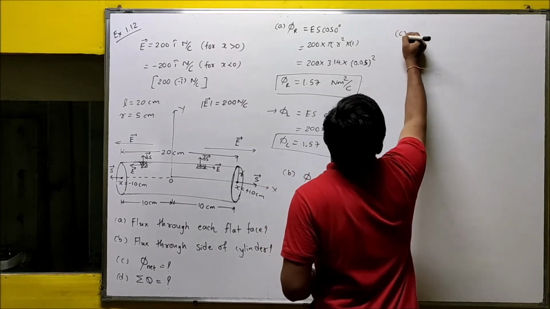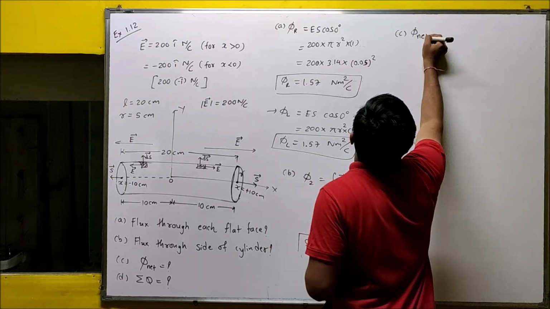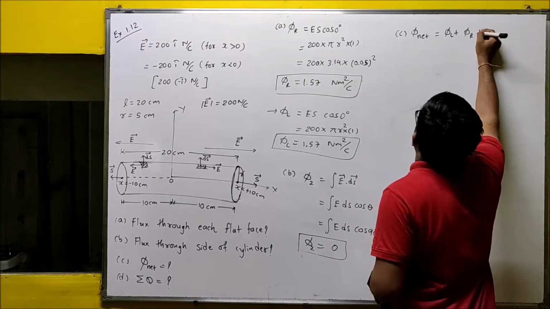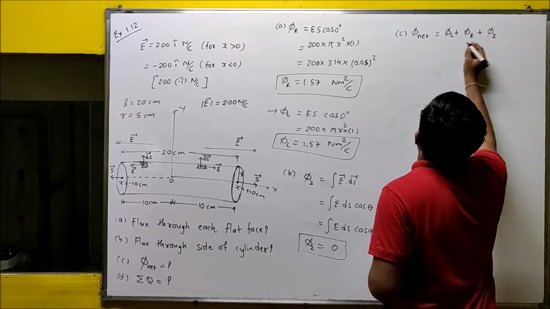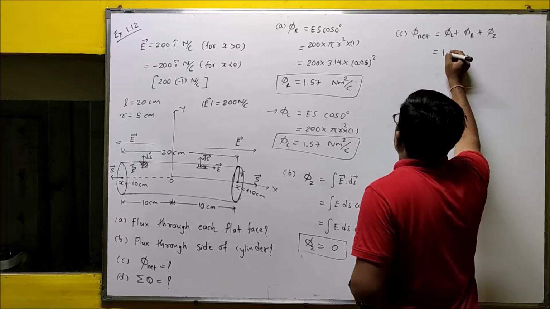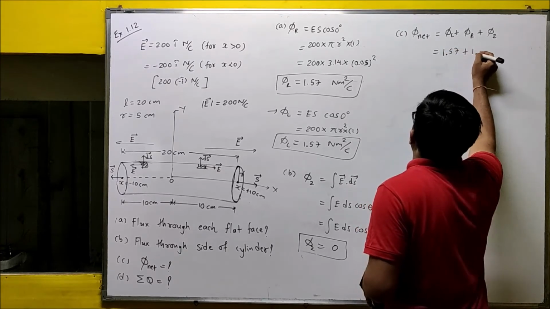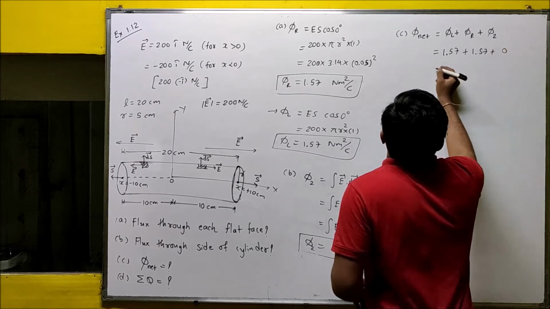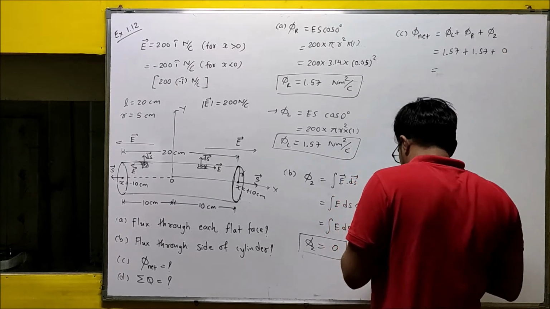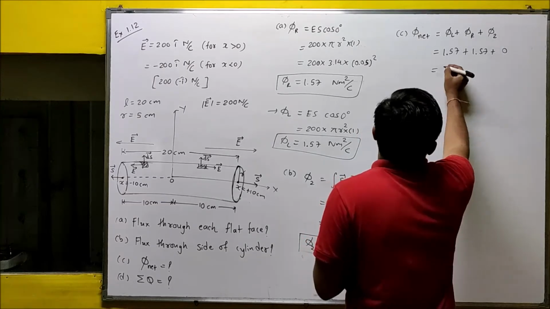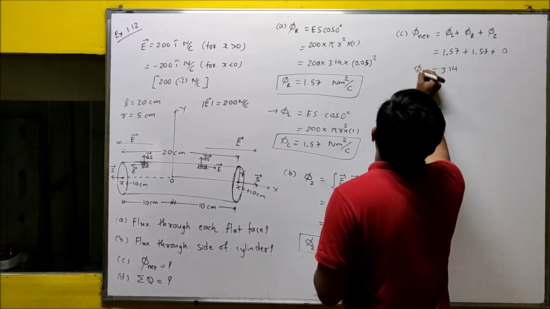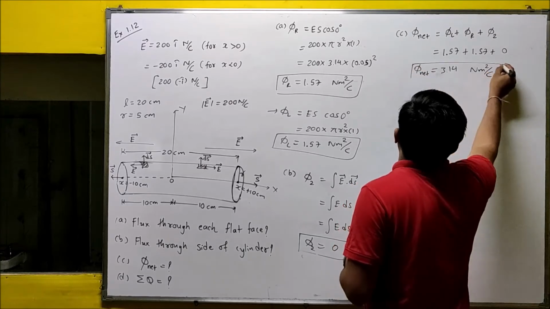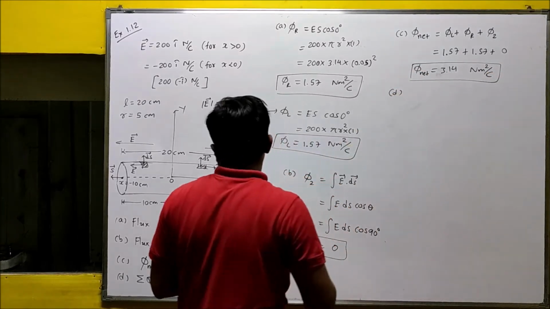Now we have to find the net flux associated with the whole cylinder. The net flux is equal to the flux associated with the left surface, plus the flux associated with the right, plus the flux associated with the curved surface. For left it is 1.57, for right 1.57, and for the curved surface it is 0. So 1.57 plus 1.57 is equal to 3.14 Newton meter square per coulomb. This is the net flux associated with this cylinder.